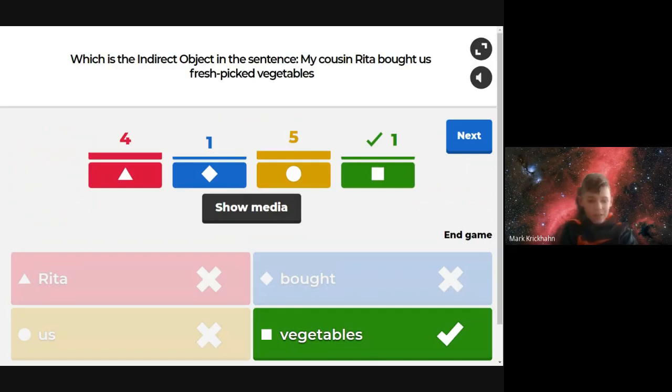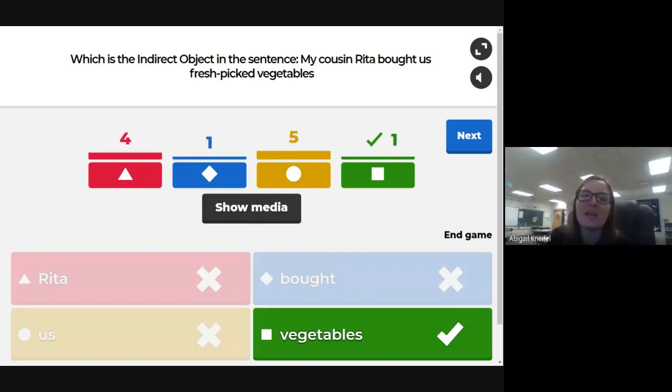Which is the indirect object in this sentence? Look, they got it wrong again. The indirect object is us. So whoever picked vegetables, you were wrong, but you get that point. The correct answer was us.